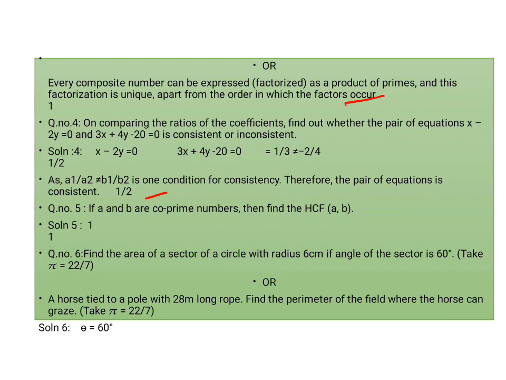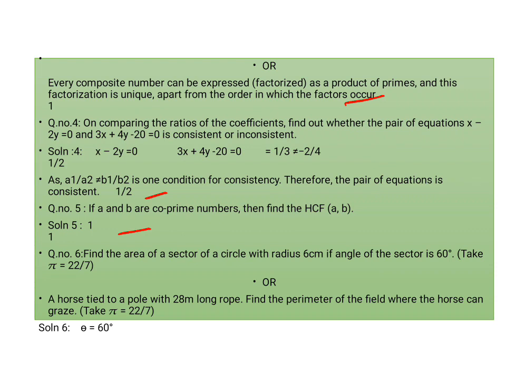Question number 5. If a and b are co-prime numbers, then find the HCF. We know that if they are co-prime, they have the common factor 1, so it is 1. You will get 1 mark here. In the next question, question number 6, we have an option.